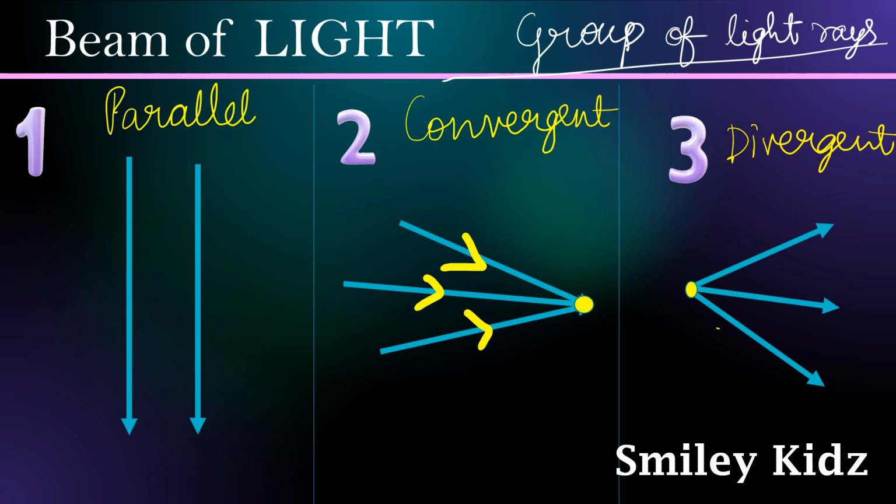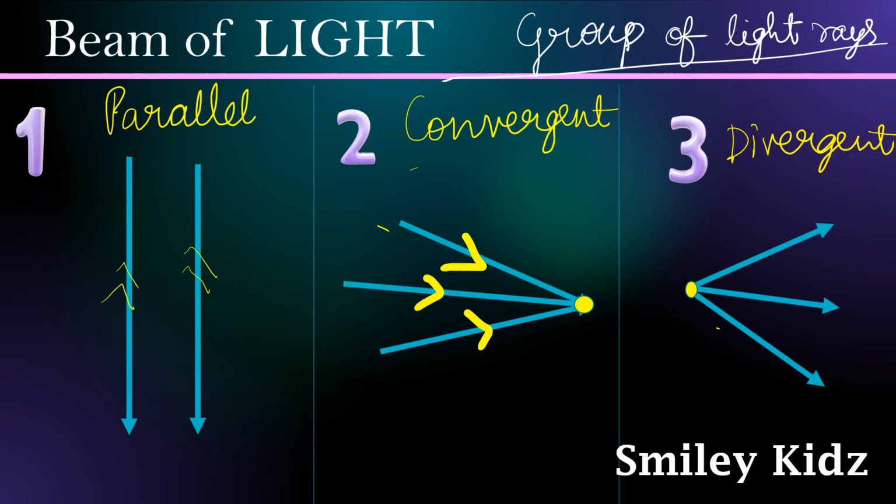First, a parallel beam of light. The group of light rays originating from a source in some definite direction and are parallel to each other is called a parallel beam of light.